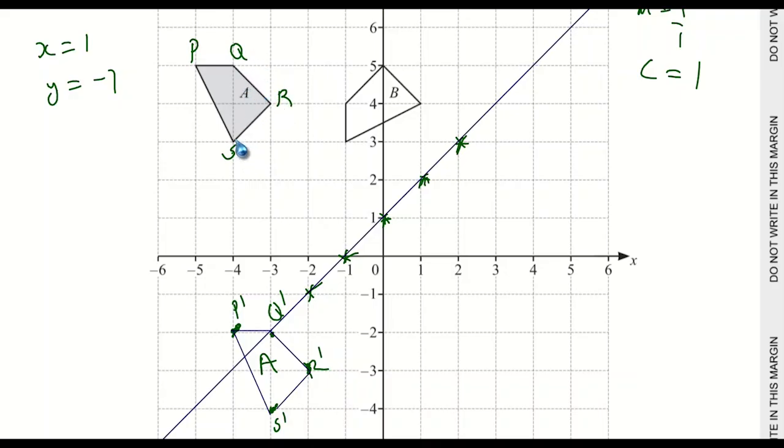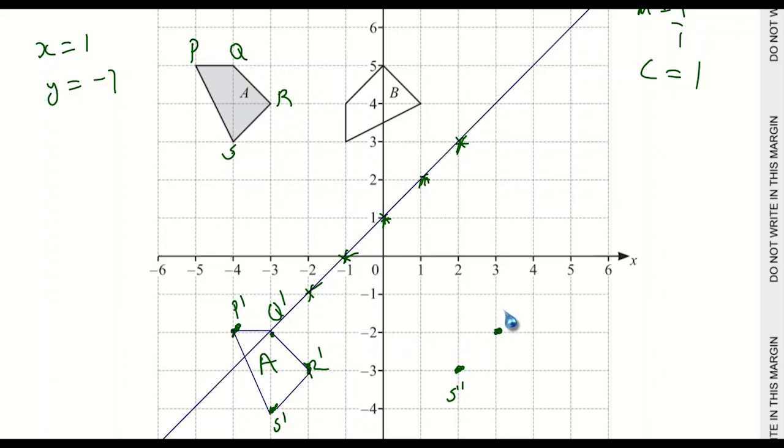Let's start with S. So you have 1, 2, 3, 4, 5, 6. We need to count 6 like this. So you have point S double prime here. For this one, that's point R, 1, 2, 3, 4, 5, 6.